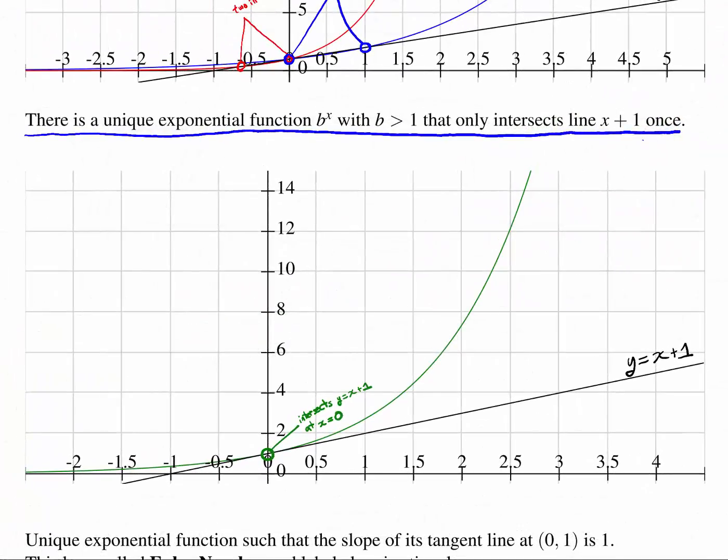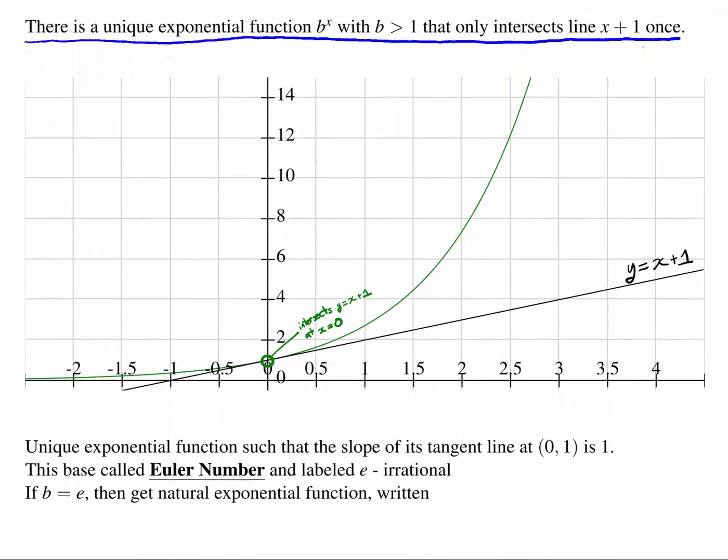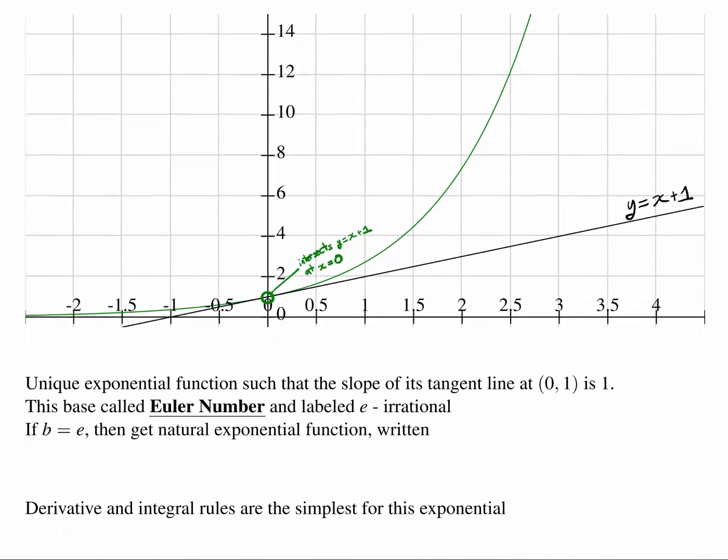This is the unique exponential function that has a tangent line of slope 1 at the point (0, 1). And that's going to be very important later when we do derivatives. The base for this exponential function is the Euler number. It's an irrational number, perhaps only second in fame to pi, and its value is approximately 2.718. If we let the base be this Euler number e, it's written as e to the x, or because of its real importance, it's also given the label exp of x.